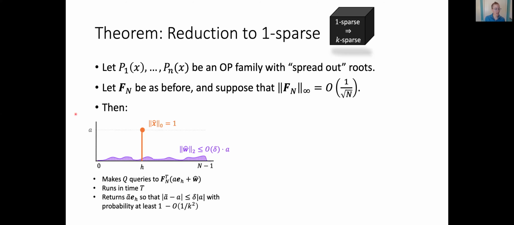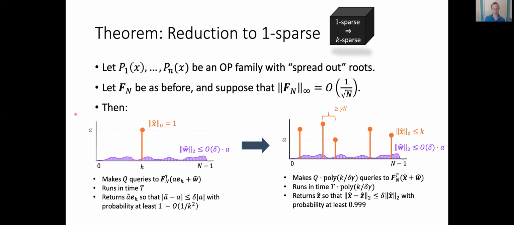If I have such a one-sparse solver, then in a black box way, I can turn this into a k-sparse solver, which works on vectors that look like this. So this is subject to the assumptions that I had on the previous slide, except now there's a parameter gamma for how far apart these things have to be. And the cost is basically just a blow up of polynomial in k divided by delta gamma on the query time and the running time. And then it's going to return some z hat, which is close to x hat with high probability. So that's the statement.